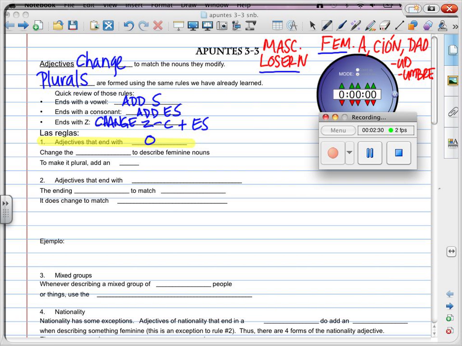All right, so adjectives that end in O, here's the rule. You change the O to A to describe feminine nouns. And if you want to make it plural, if it ends in an O or an A, that's a vowel, right? We're going back to this rule. You simply add S.